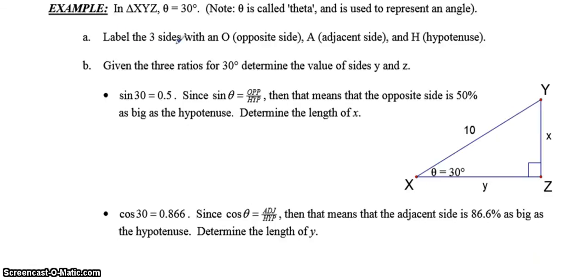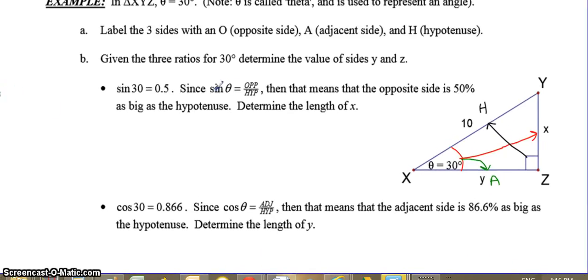So what we're going to do is label the three sides with an O, an A, and an H. So here is the angle. So that is the opposite side. The side that's opposite the right angle is the hypotenuse. And the side touching the 30-degree angle that is not the hypotenuse is the adjacent side.